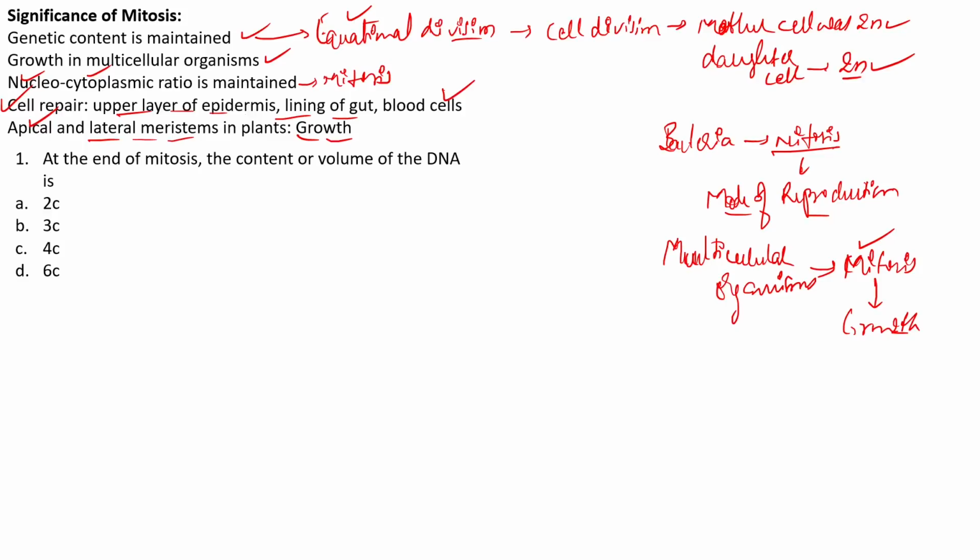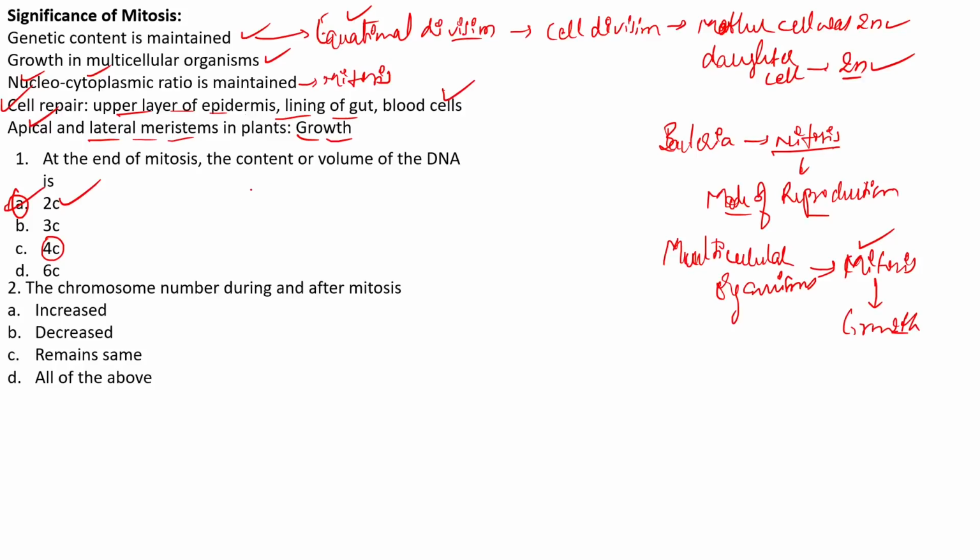The question is, at the end of mitosis, the content or the volume of the DNA is 2C, 3C, 4C, 6C. You know that the DNA content is mainly increased during the S phase. However, during mitosis and at the end of mitosis, the volume is reduced back to its original content, and that is 2C only. So hence the right answer for this question is 2C.